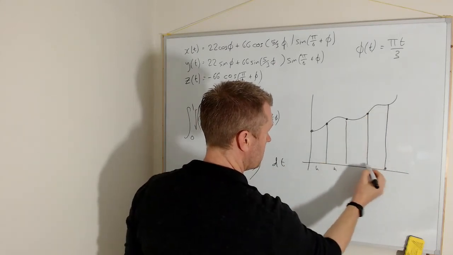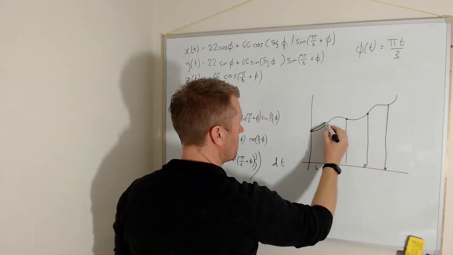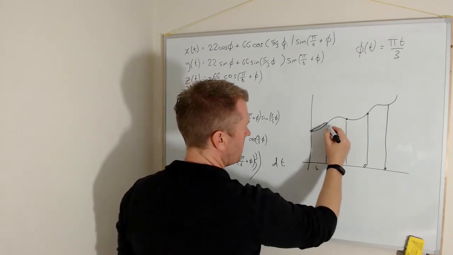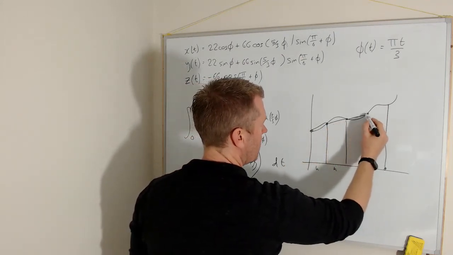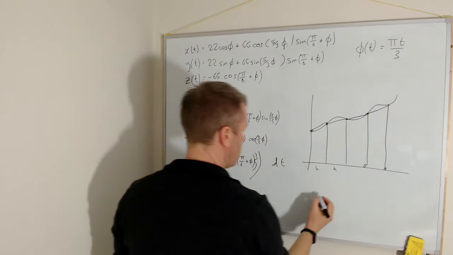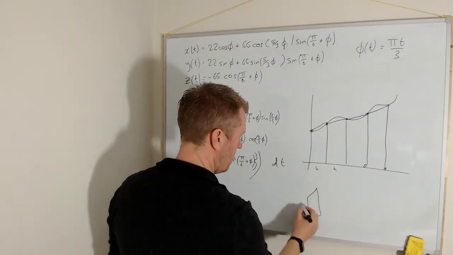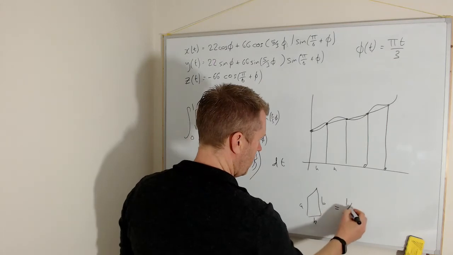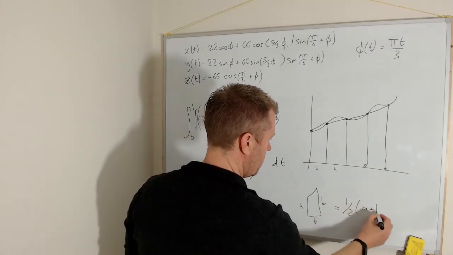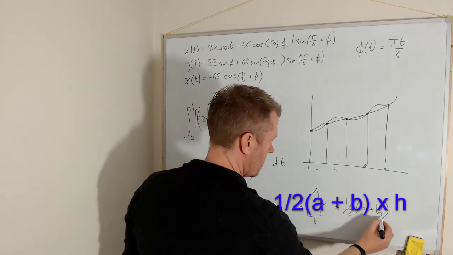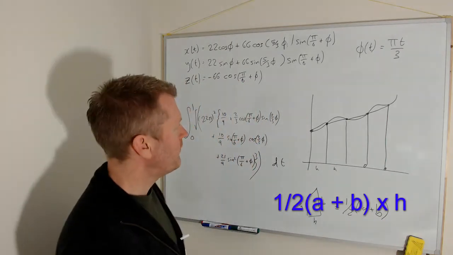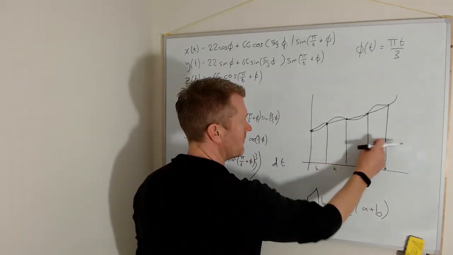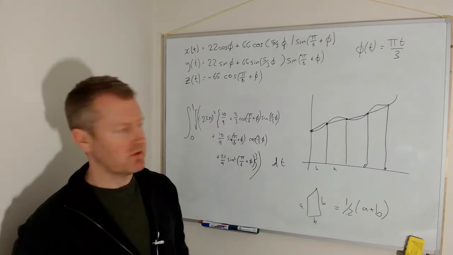So you want to calculate this area, and you draw a trapezium. So this one slightly overestimates it, but this one underestimates it. The area of a trapezium, if the parallel sides are a and b and the width is h, is equal to half times a plus b times h. So you sum all the trapezia and you get an approximation for the area.